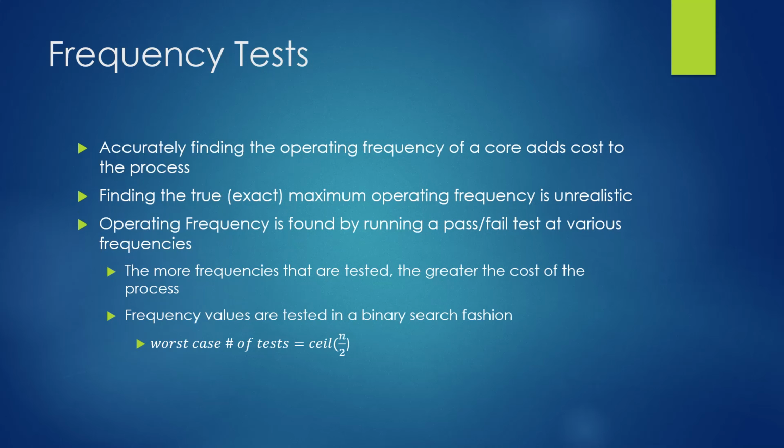As it can be expensive to find the true exact maximum operating frequency of a given core in a manufacturing process, there's a trade-off to be had when running these frequency tests. What is typically done is that a fixed set of frequencies are tested, and these frequencies are not tested linearly from slowest to fastest, but in a binary search fashion. The set of frequencies is split down the middle. Whether that passes or fails, the remaining half of either faster or slower frequencies is then split in half, and that frequency is tested. The worst case of finding the operating frequency for a given set of frequency values in the test is the ceiling of half of the frequencies being considered and tested.